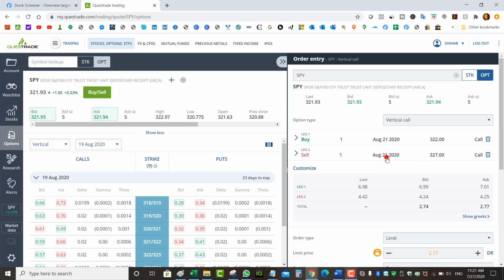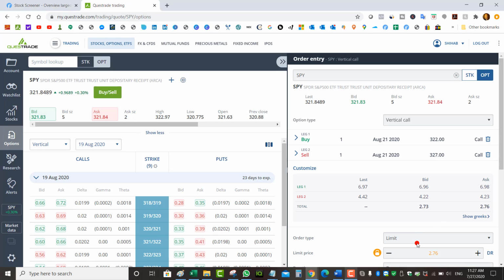If it happens before August 21st, if it moves up slightly, maybe it'll be worth 350 and I could close it for a profit as well. So I don't necessarily have to wait till expiration, but the way I make money with this call debit spread is the SPY has to move higher. Whether it's trading at 340 or 350, my max profit will always be the difference between the strikes. So 327 minus 322 is 5, minus what I paid. That'll be my max profit regardless of how high the SPY is trading above 327.